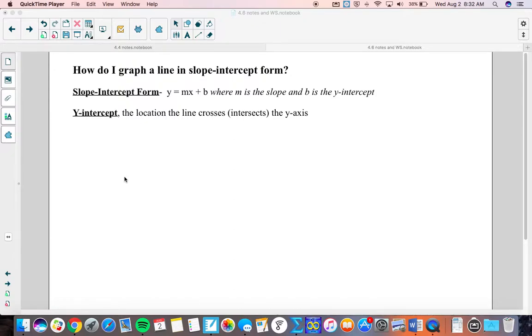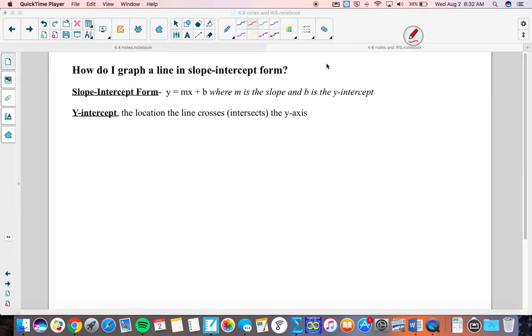Welcome, this is section 4.6. Just kidding, 4.6. We're talking about how do we graph a line in slope-intercept form.